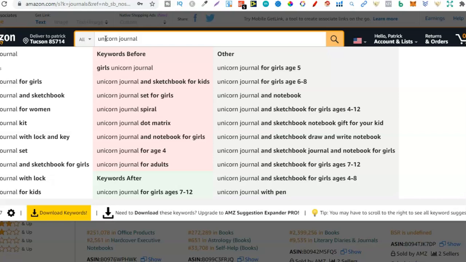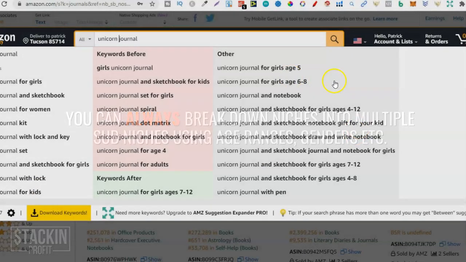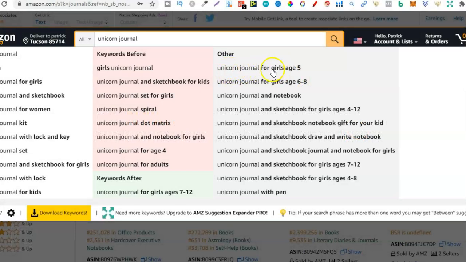Again, we can see those age ranges. For girls, women, not really age ranges, that's different genders, but again, you can break it down into genders, age ranges, and all of that. So we have for kids. Now right over here, unicorn journal for girls age 5, 6 to 8, a unicorn journal and notebook. A unicorn journal and sketchbook for girls ages 4 to 12.